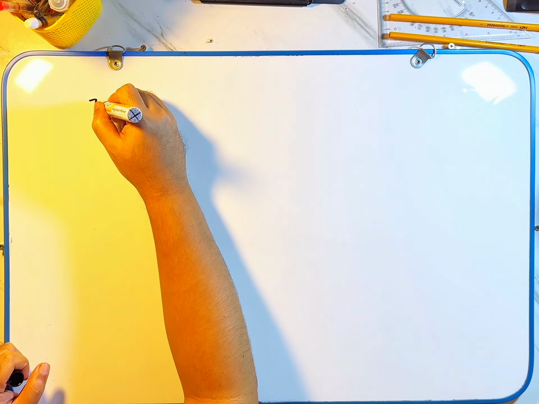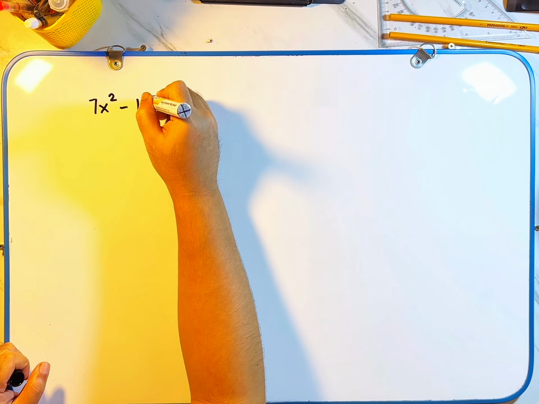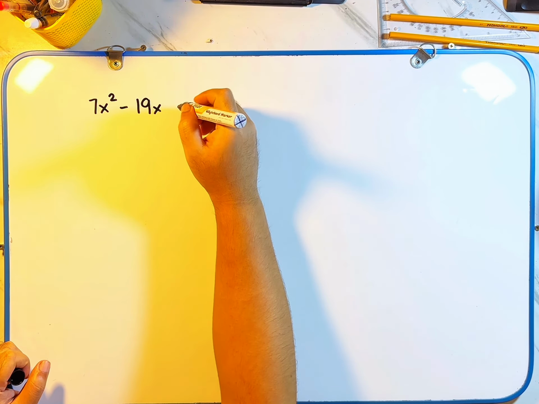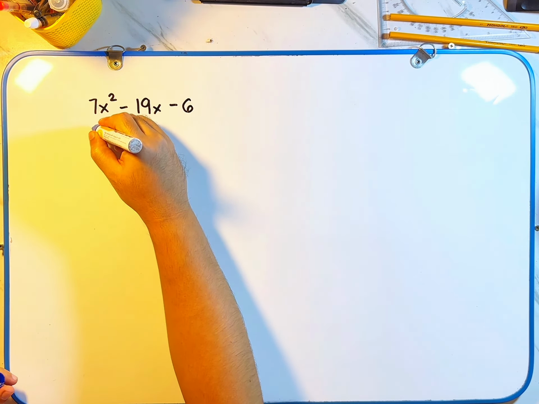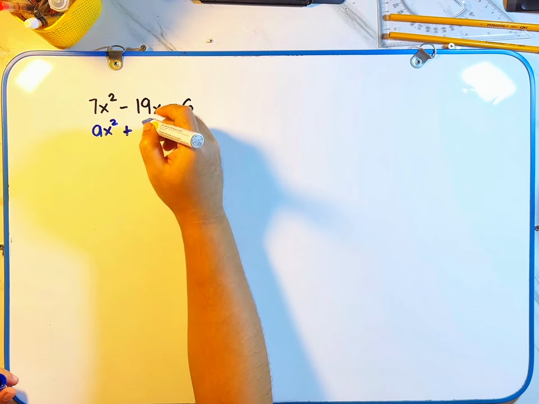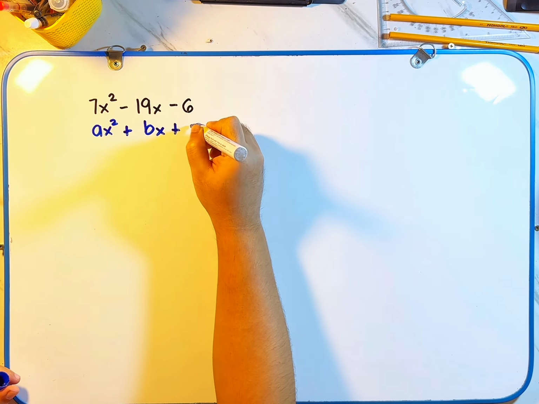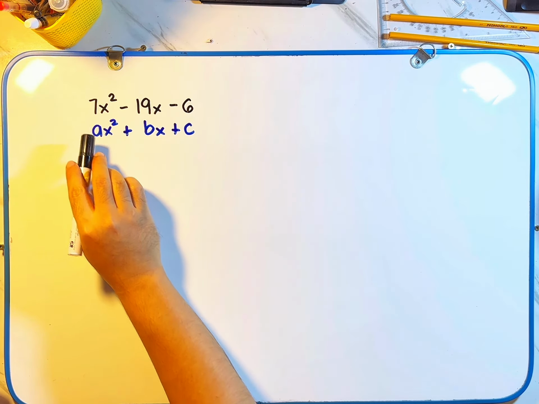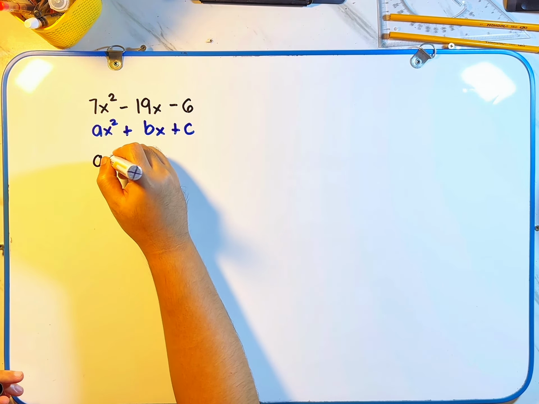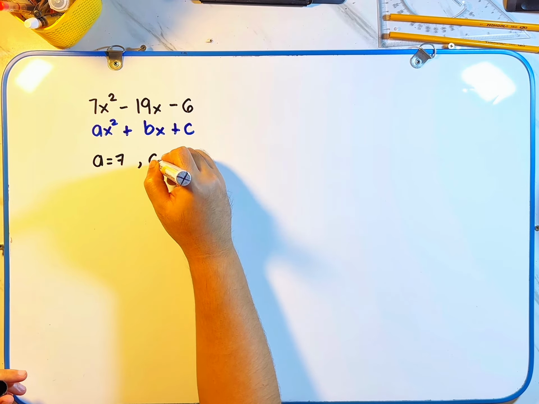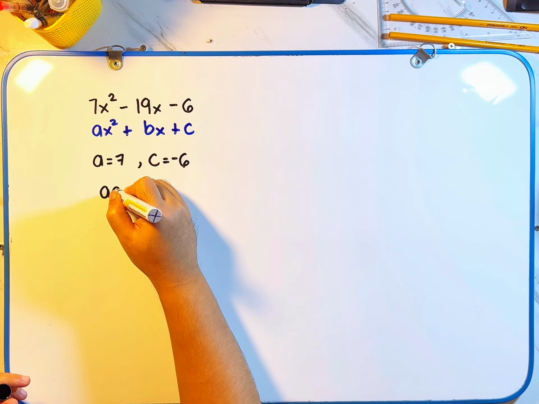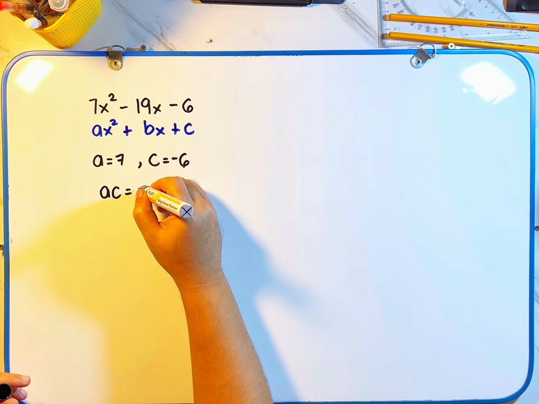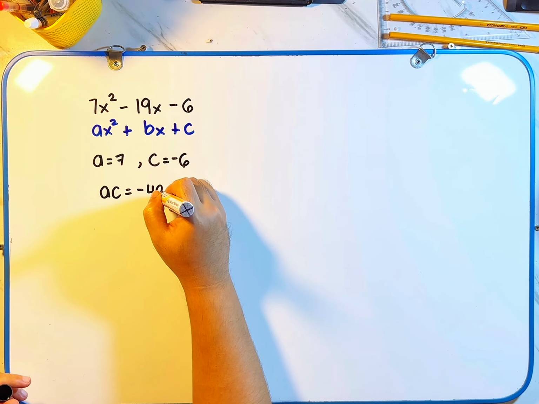For example, let us factor 7x squared minus 19x and then minus 6. Again, this is in the form of ax squared plus bx plus c, wherein a, the leading coefficient, is 7, while the constant term is negative 6. And we have to multiply them: 7 times negative 6 is negative 42.